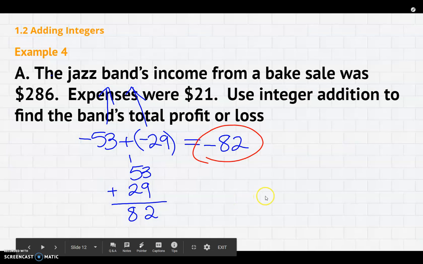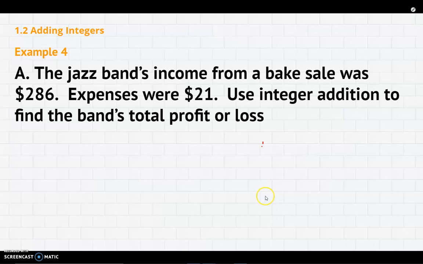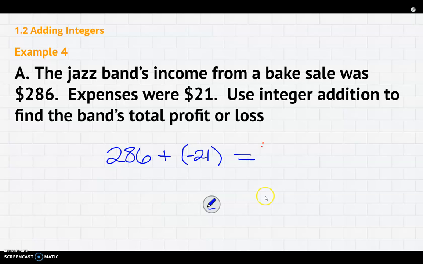And we have some word problems here. So we have the jazz band's income for a bake sale was $268, and I'm running out of time here, so I'm probably just going to get through this example here. $268, and income means the amount you made, but their expenses were $21, and that means the amount they had to spend. So I am going to add a negative $21 since that's the amount of money I lost, that I'm spending. And I'm going to figure out what their total profit is.